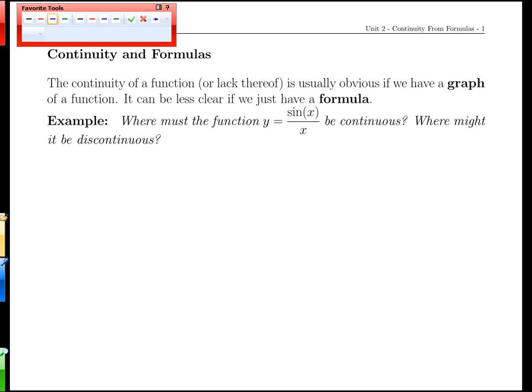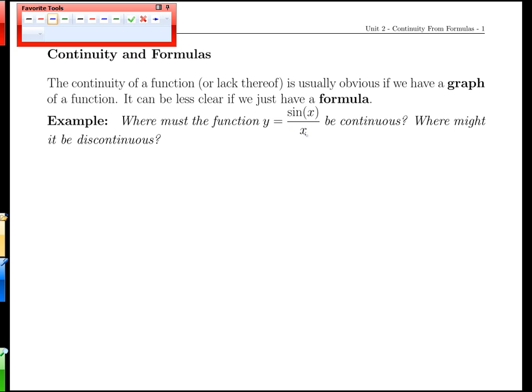We now make a slight transition in our study of continuity. When we looked at graphs of a function, it's pretty clear whether a function is continuous or not. If it has a break, it's not. If it's drawn with one pen stroke, it is continuous. What happens if we just have a formula, though? Let's take a look at this exotic-looking function y equals sine of x over x and ask about its continuity.